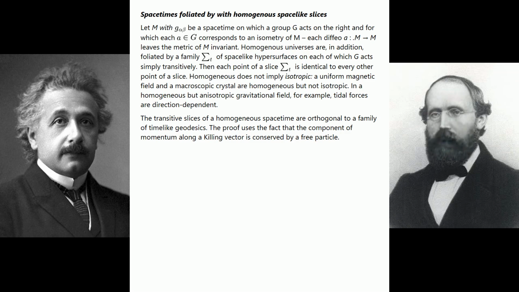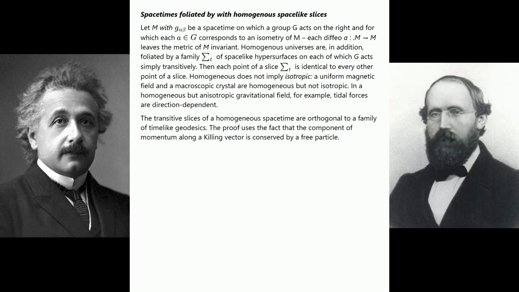Homogeneous universes are, in addition, foliated by a family Sigma of T of space-like hypersurfaces on each of which G acts simply transitively. Then each point of a slice Sigma of T is identical to every other point of a slice. Homogeneous does not imply isotropic. A uniform magnetic field and a macroscopic crystal are homogeneous but not isotropic. In a homogeneous but anisotropic gravitational field, for example, tidal forces are direction dependent.